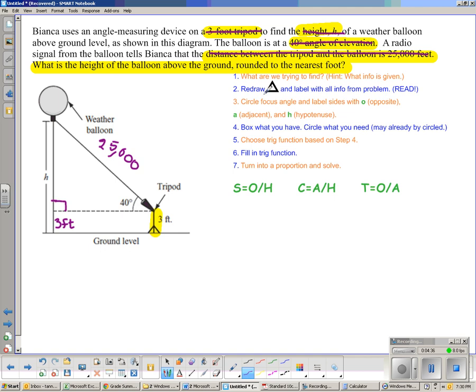Okay. So moving forward, we did step 1. We did step 2. Circle the focus angle. Oh, but let me go back to why would we need to circle the focus angle.